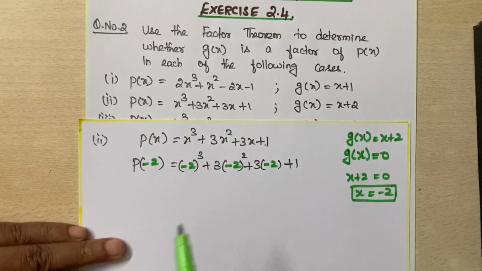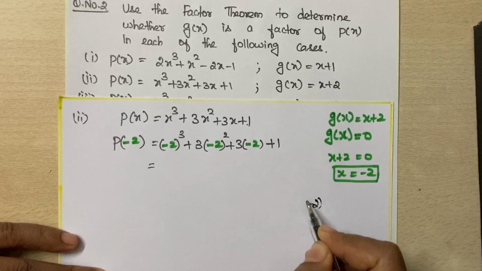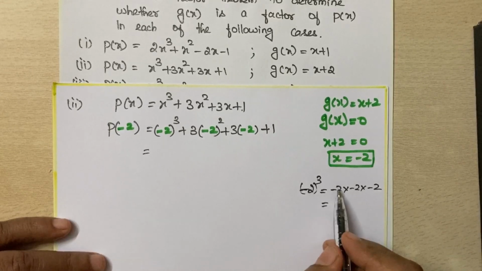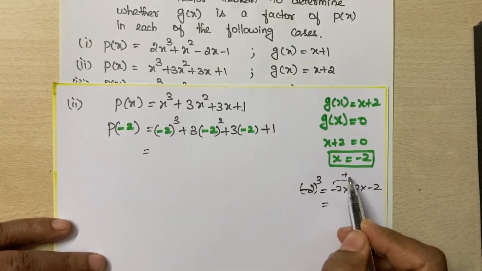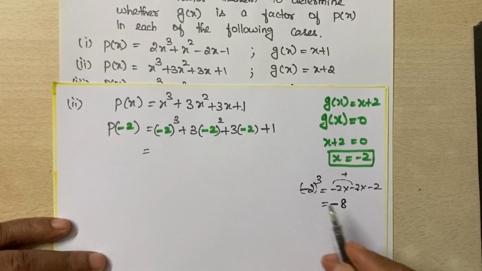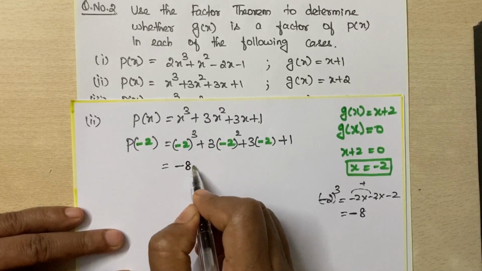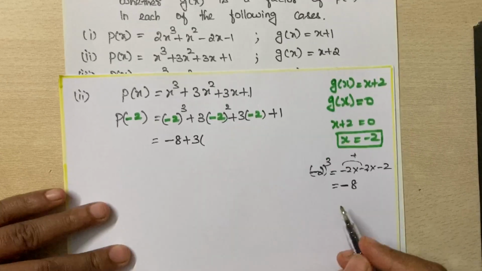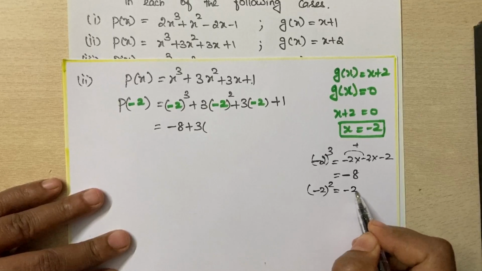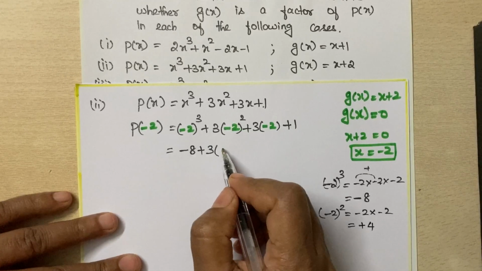Minus 2, plus 1. Expand this: minus 2 cube, which is minus 2 into minus 2 into minus 2. Minus into minus is plus, plus into minus is minus. 2 2s are 4, 4 2s are 8. Now minus 2 cube is minus 8. It is minus 8 plus 3 into minus 2 square. We know if it is an even power, then it will be positive. So minus into minus is plus. 2 2s are 4. Here we have 4.